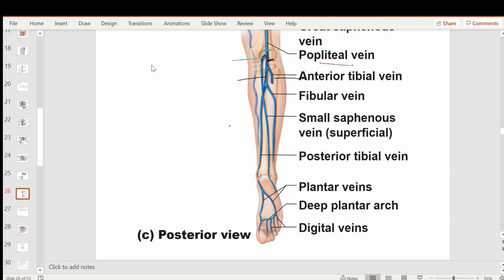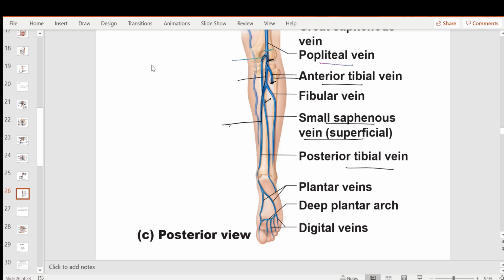This is the posterior tibial, this one, and this is the anterior tibial. They have dissected, they did not show it because this is the back, so it goes to the front of the tibia, and the posterior tibial goes to the back of the tibia. That's why you see the posterior tibial here. Then from the posterior tibial you see the small saphenous vein arises.